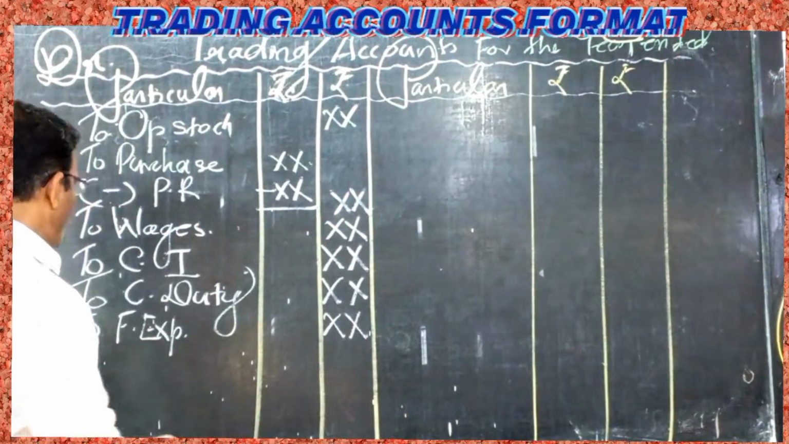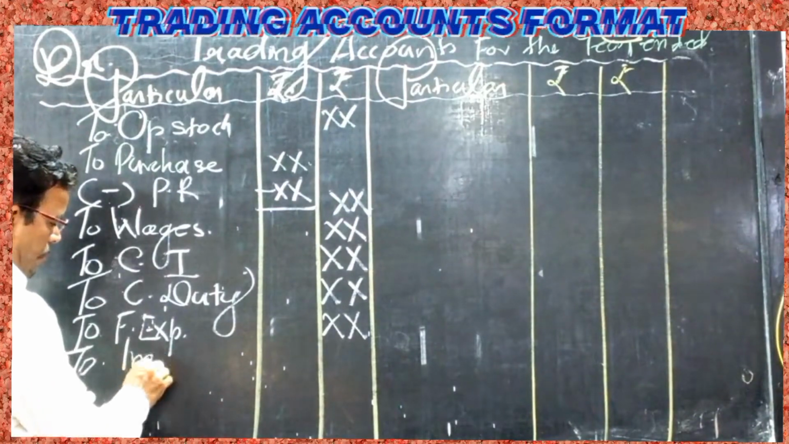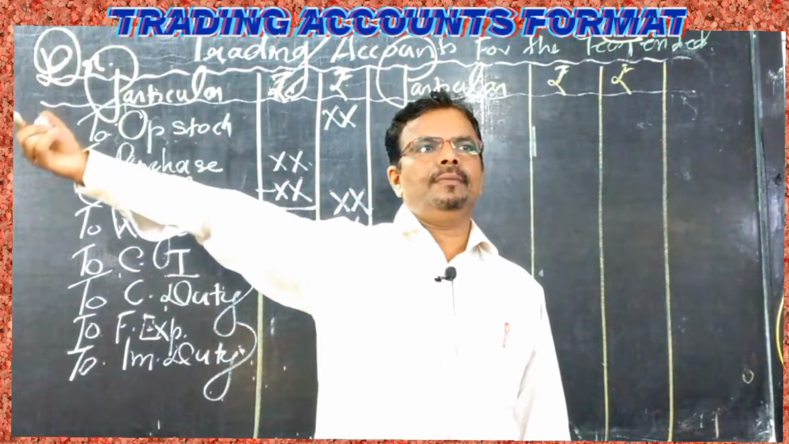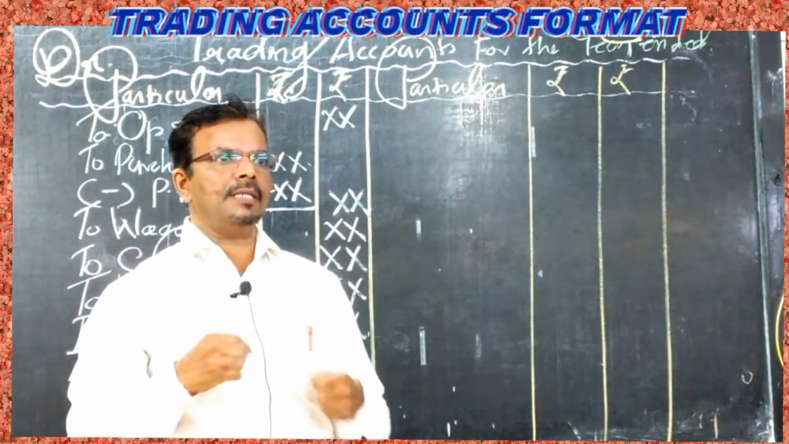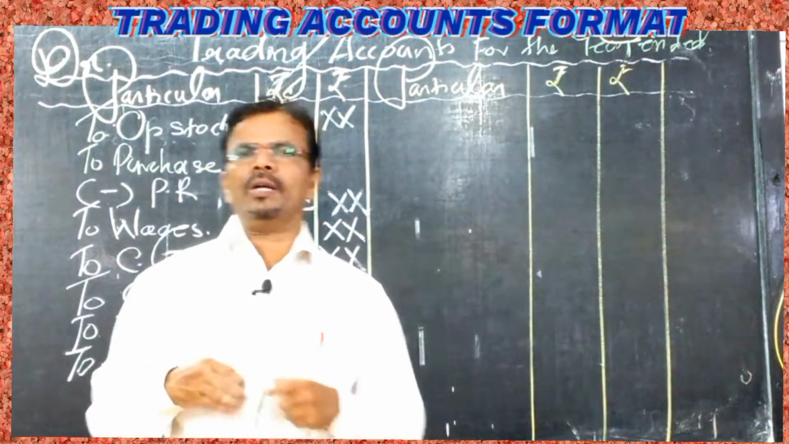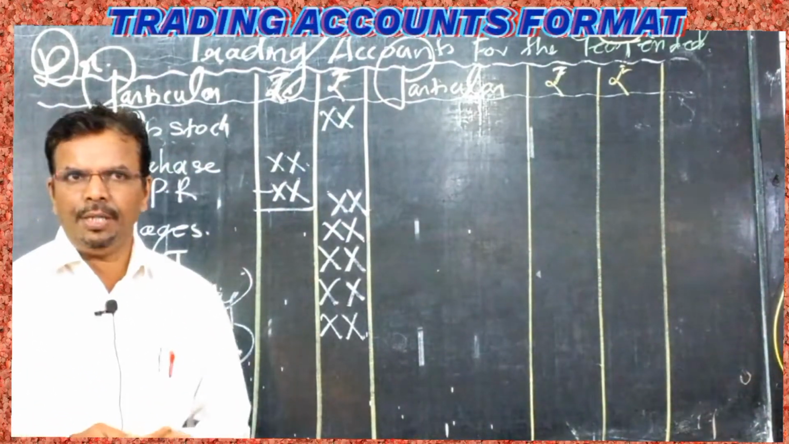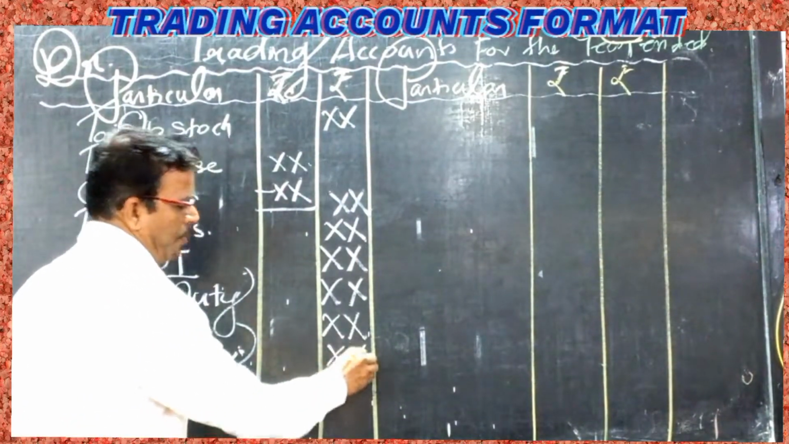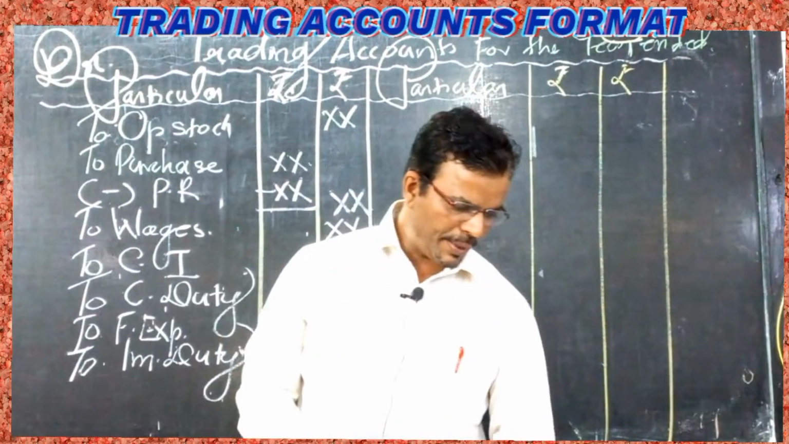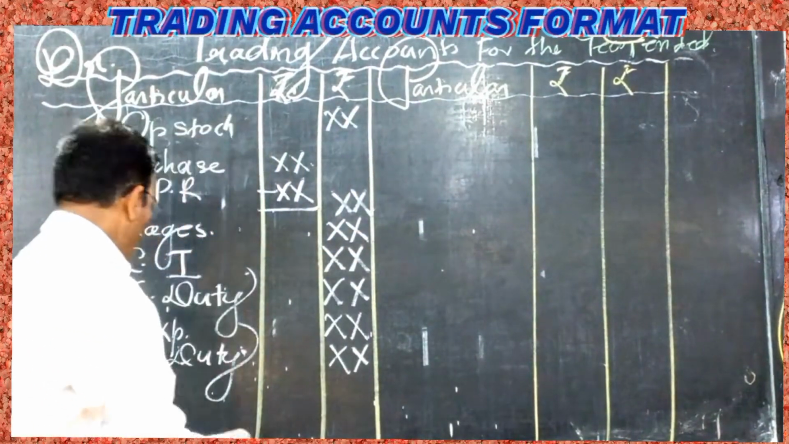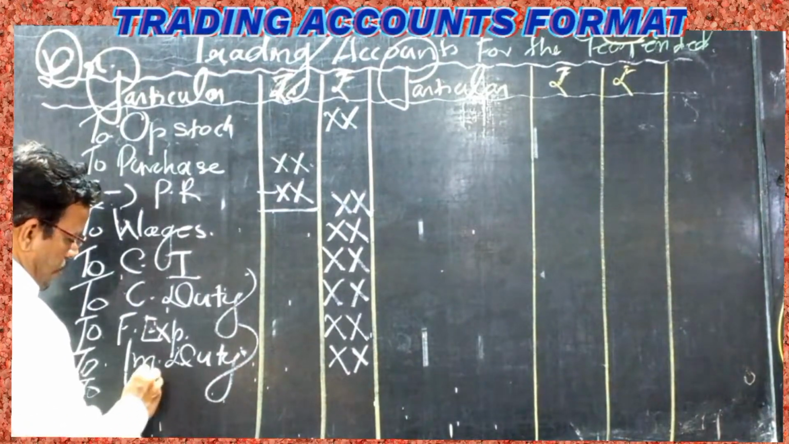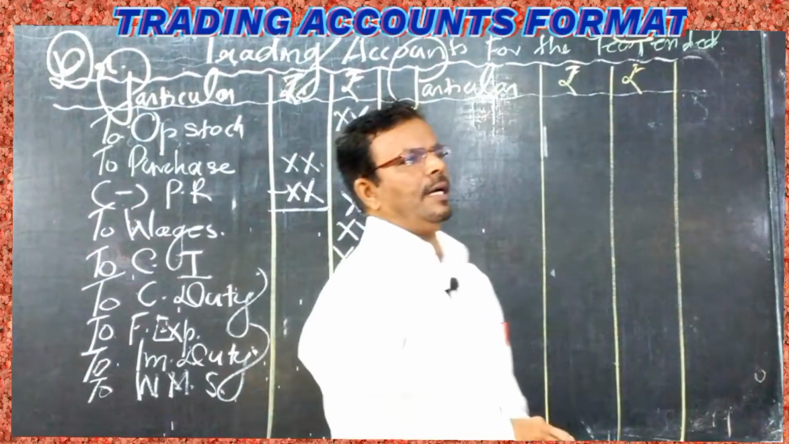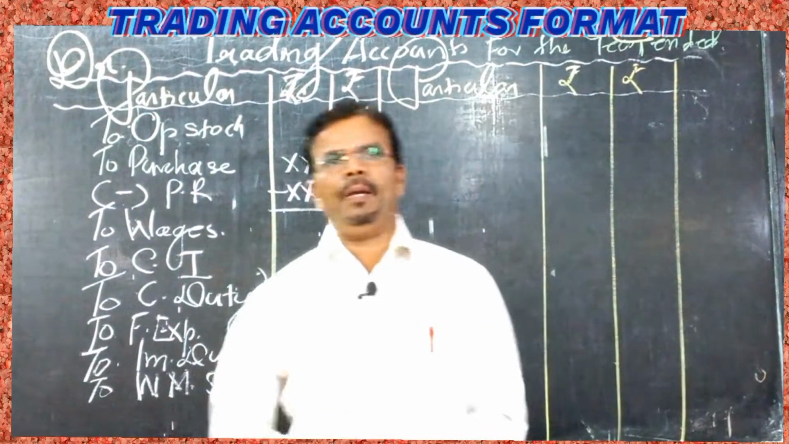Next, import duty. Sometimes we purchase the raw material from outside the country, and when we bring this into India, we have to pay duty on that particular raw material. That is called import duty, because we import from another country. So last, to works manager salary. This manager is going to work in the factory, and therefore it goes on the trading account debit side.